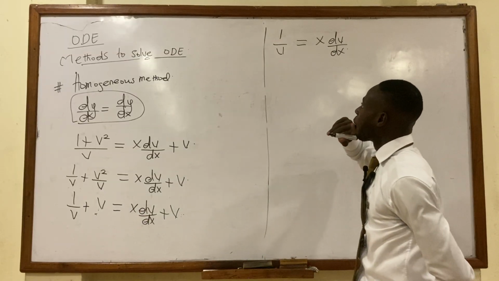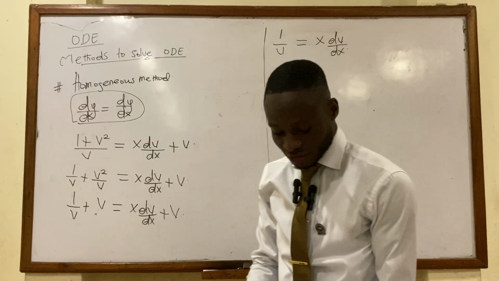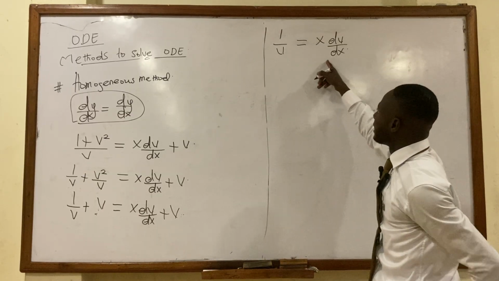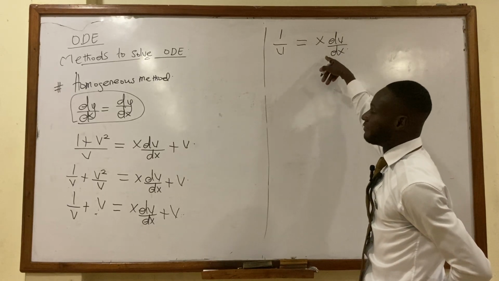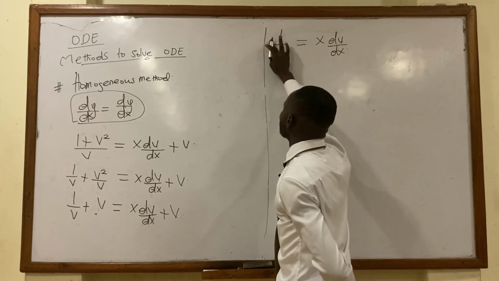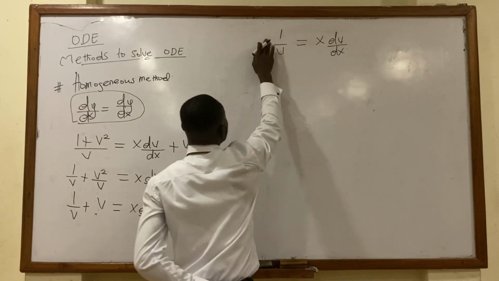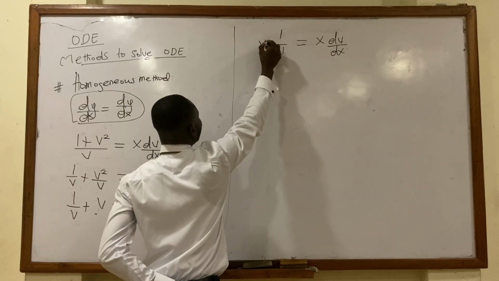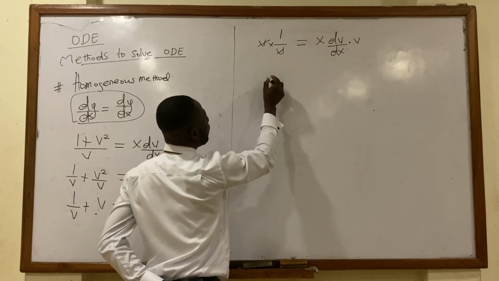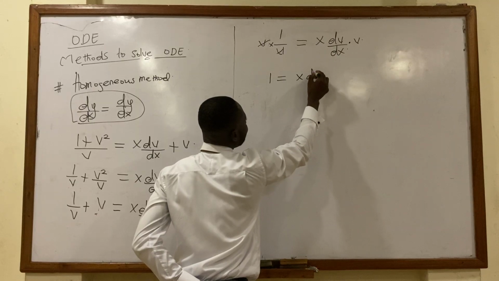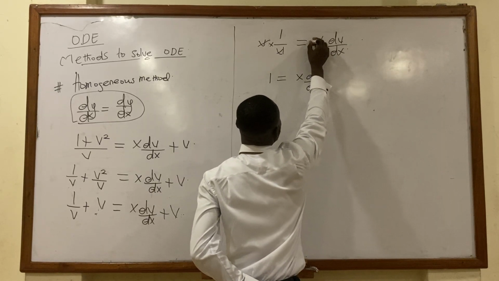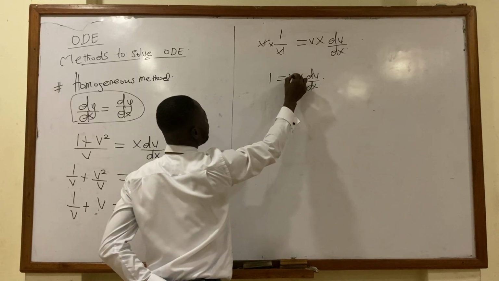So from here, what do we do? We have to separate them. So we are coming to the separable method. Now we can separate these items and have v with dv and x with dx, right? How can we do that? We do that by multiplying this side by v and multiplying this side by v, right? So we have 1 equals x dv over dx.